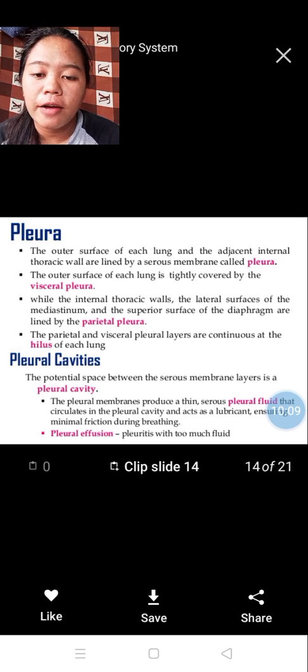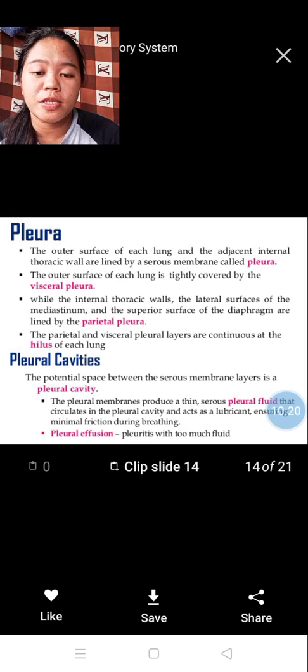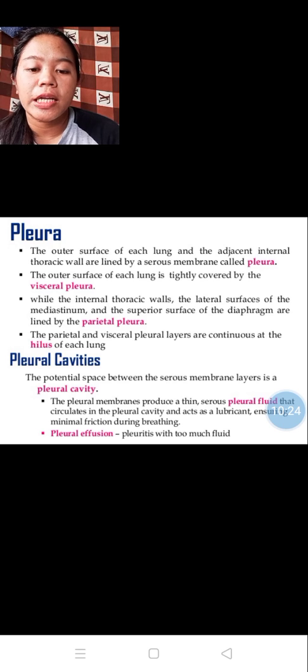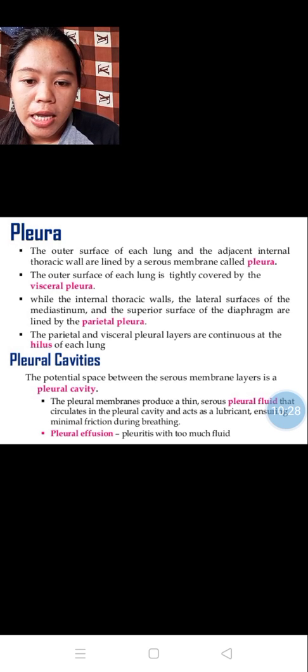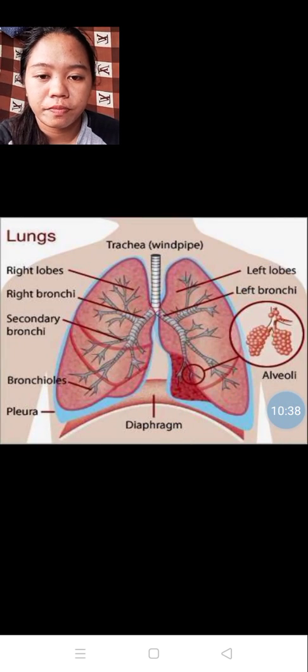The pleural cavity is the potential space between the serous membrane layers. The pleural membranes produce a thin, serous pleural fluid that circulates in the pleural cavity and acts as a lubricant, ensuring minimal friction during our breathing. Next, we have pleural effusion, or pleuritis with too much fluid.